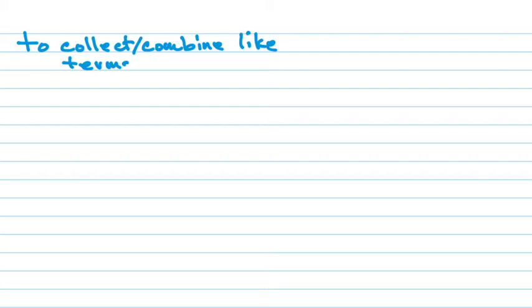Okay, so let's talk about the steps to collect/combine like terms. Step 1, we have to identify the like terms. So first thing we're going to ask is, are they like terms? Because you can't combine everything.